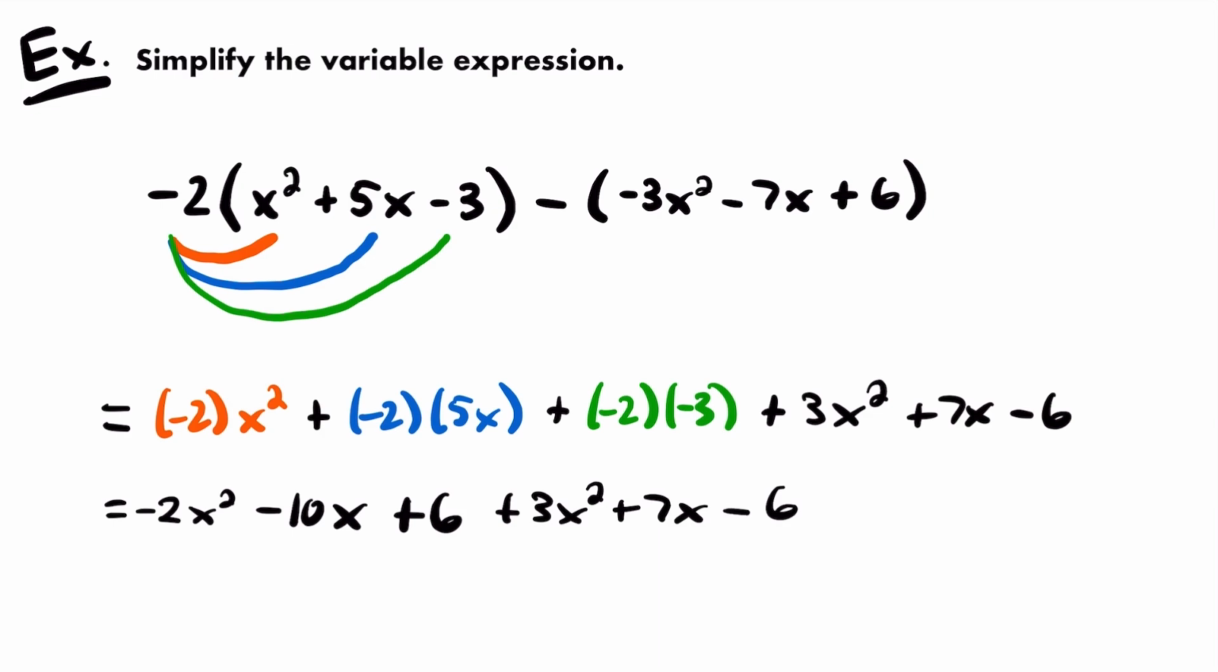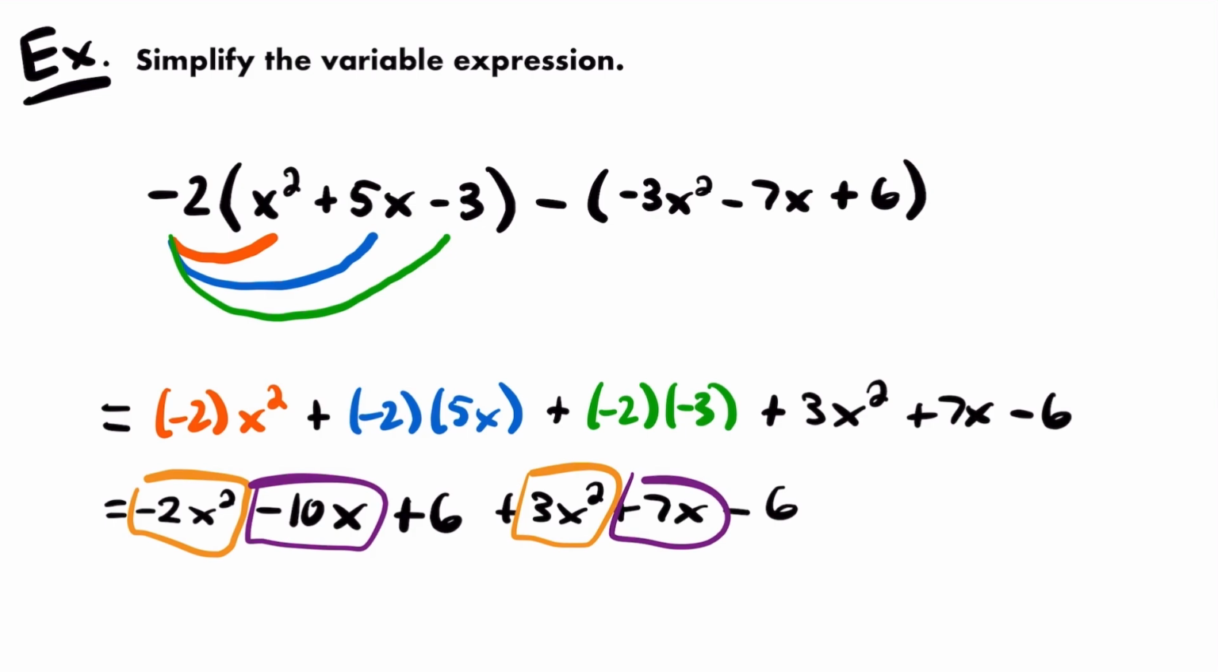Now, you want to look to see if there are any like terms that we can combine. First thing I see is that we have a negative 2x squared and a positive 3x squared. Those are like terms that we can combine. Also, I see we have a negative 10x and a positive 7x. They have the same variable part of x, so we can combine those like terms as well. And then finally, we have positive 6 and negative 6. Well, those are just two constants that add together to be 0, right? 6 minus 6 is 0. So we don't even need to combine those. They just cancel each other out. There will be no constant in our final answer here when we simplify this variable expression.